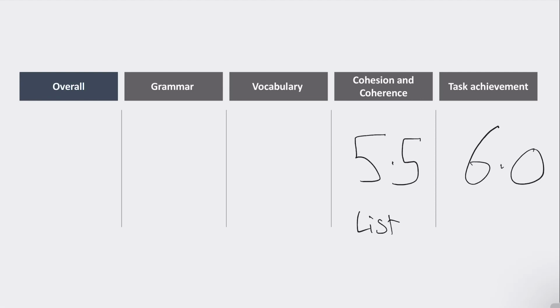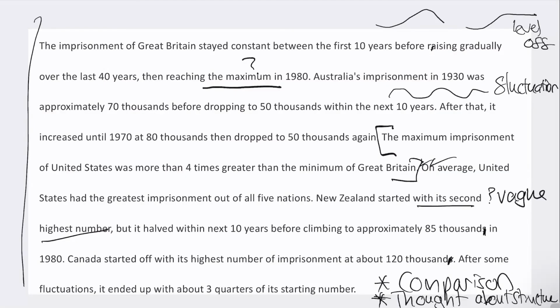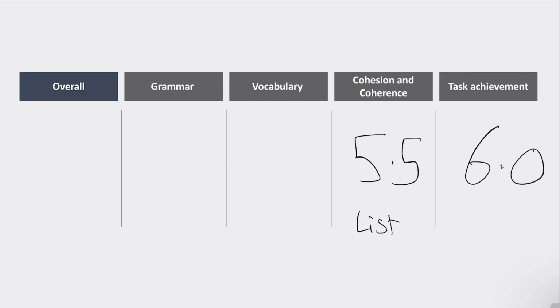Vocabulary, there were some issues with plurals. They kept saying imprisons, 120,000. So vocabulary could improve a little bit. And also they were missing a lot of describing words: increase, decrease, fluctuation, sharp drop, sharp increase, and so on.